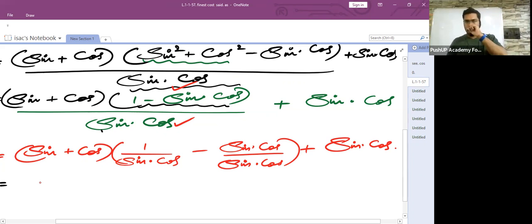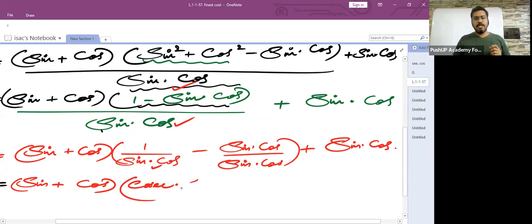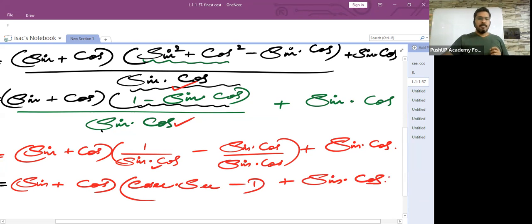Now let's write sine plus cos into. What is 1 upon sine into cos? This one. Cosec into sec minus. Here what you will get? Sine divided by sine, here you will get 1. Again, put the plus sign and then sine into cos.